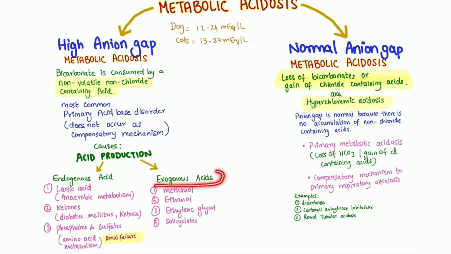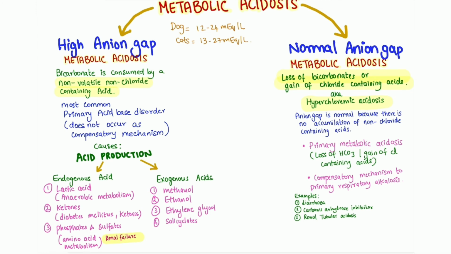Coming to exogenous acids or acids that are produced as a result of toxicity, the best examples are ethanol, methanol, ethylene glycol, and salicylates. All these toxicities will produce a toxic metabolite as end product, and that is going to give you a high anion gap metabolic acidosis. And we have normal anion gap acidosis.